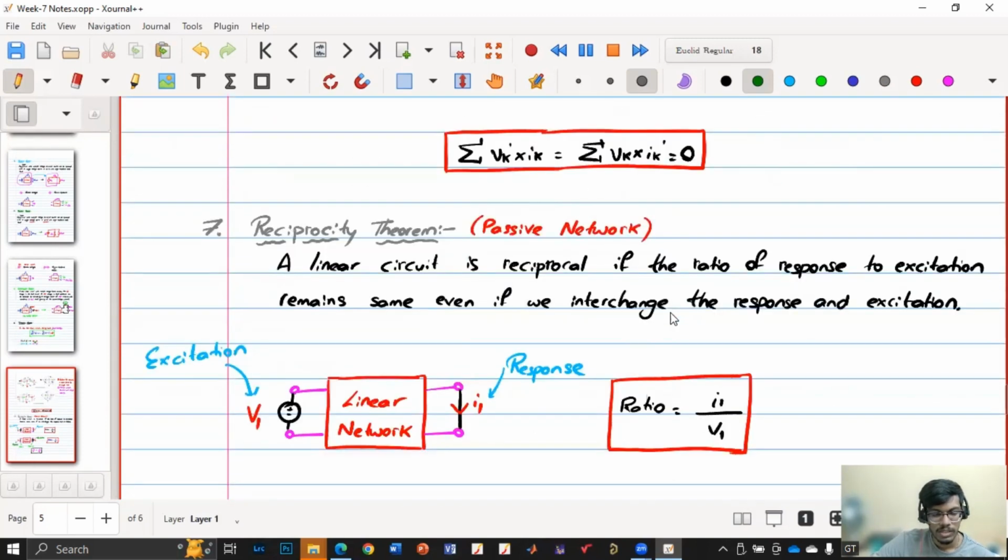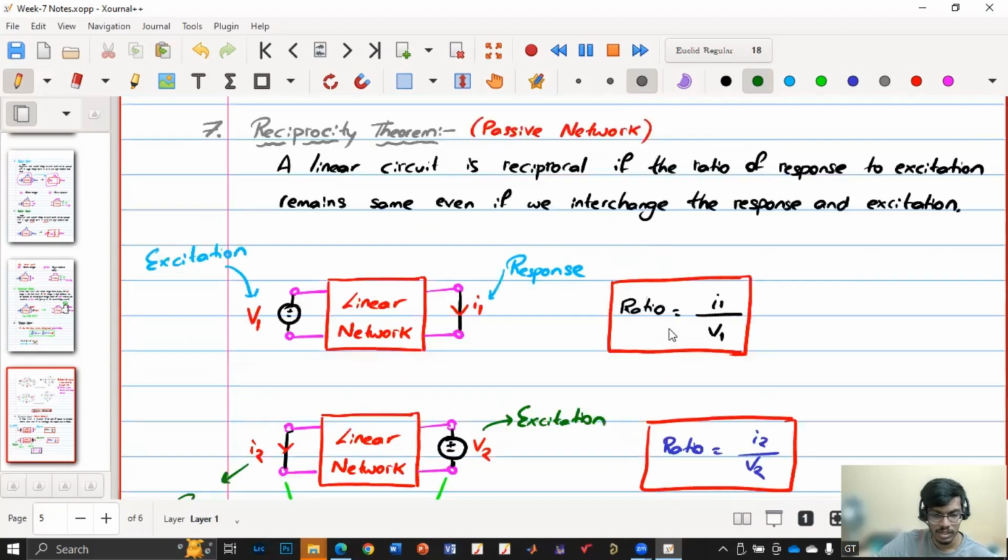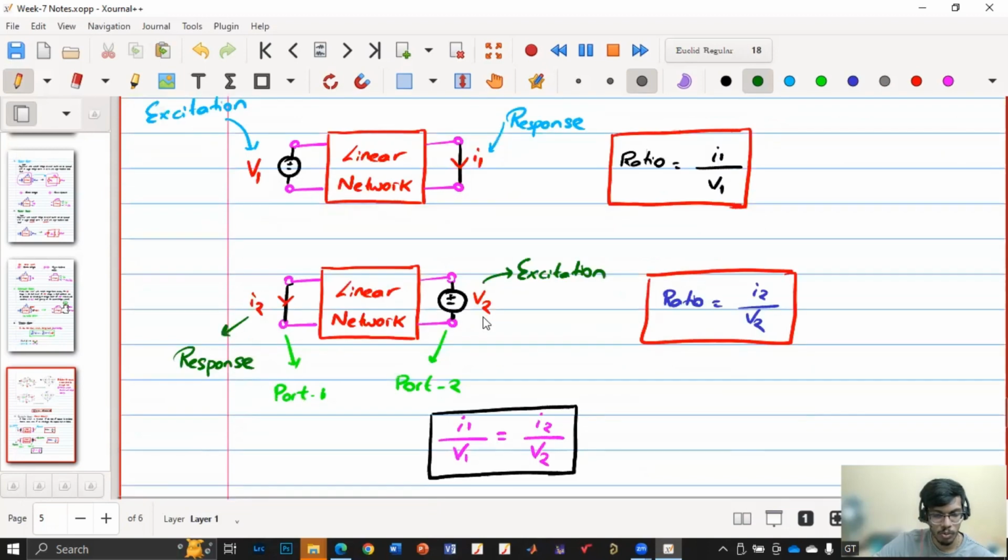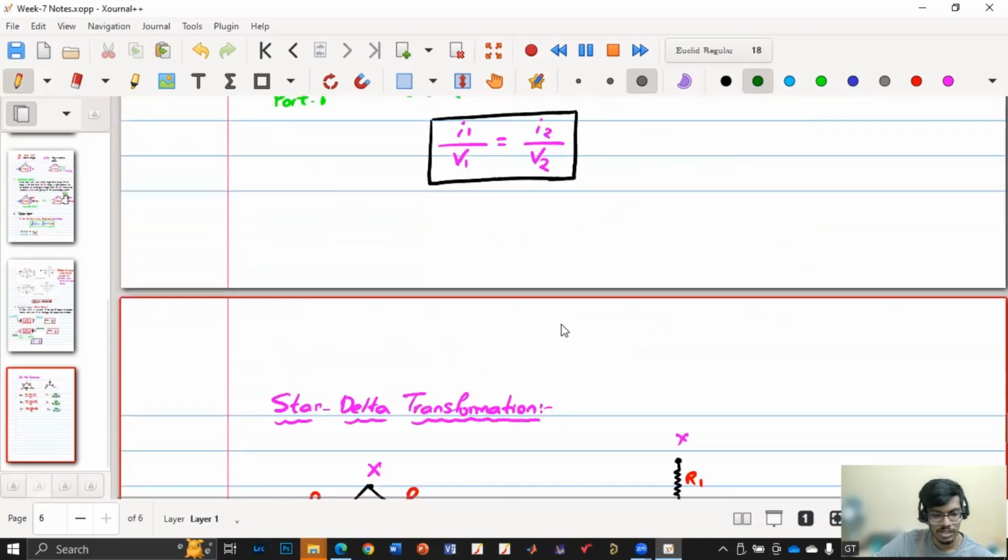And reciprocity theorem says, if a linear circuit is reciprocal, then the ratio of response to excitation will remain the same, even if we interchange the response and the excitation. And it's based on a two-port network, because we are changing the excitation and response, and the ratio will remain the same.